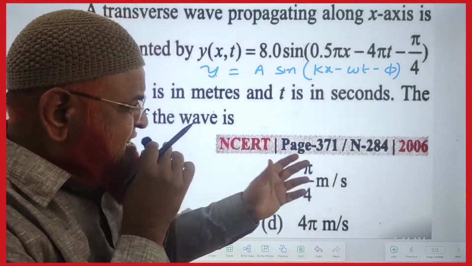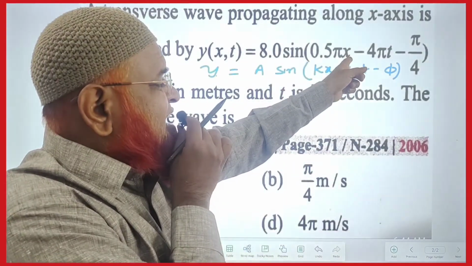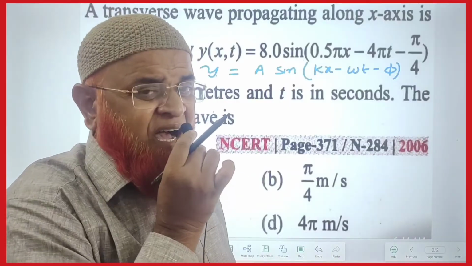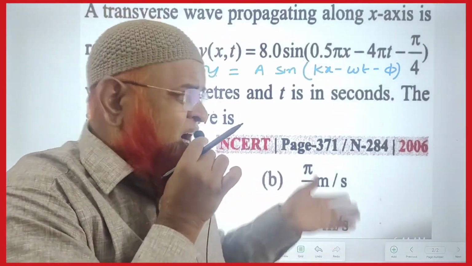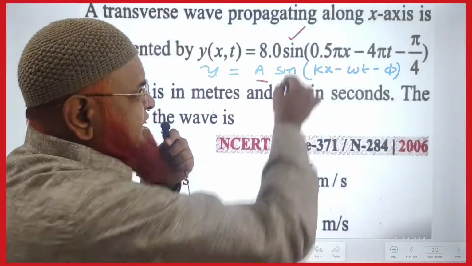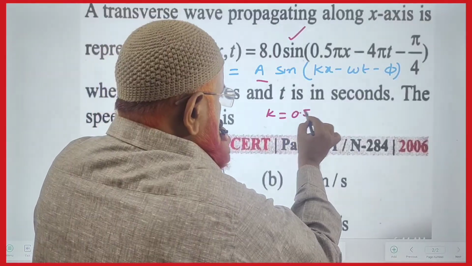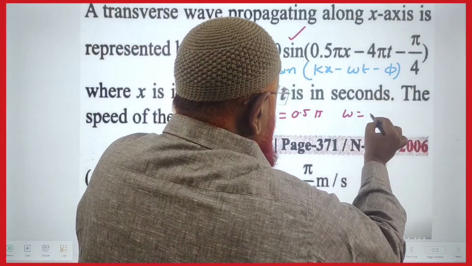यहां पर वह is asking us to find out speed of a wave. वेव का इक्वेशन दे दिया, 2006 में पूछा गया था. तो what is this now, I am comparing this equation with a general equation. मैं ये दोनों को कंपेयर करूंगा और इसमें से k निकालूंगा. k हो गया 0.5π, ओमेगा हो गया 4π.